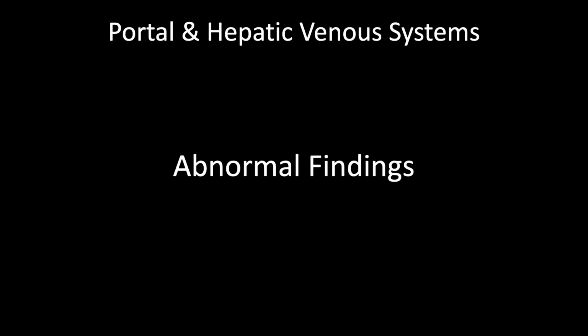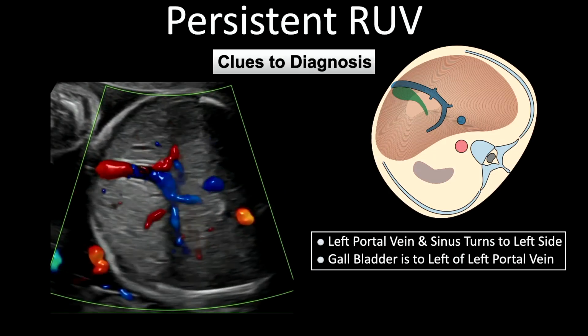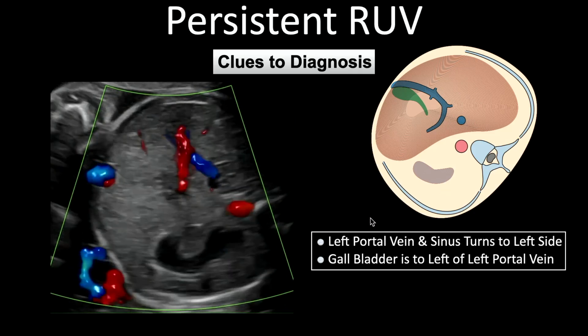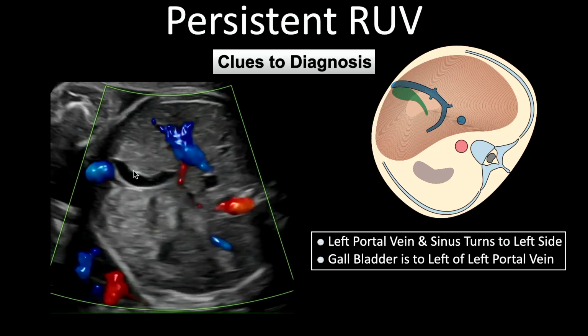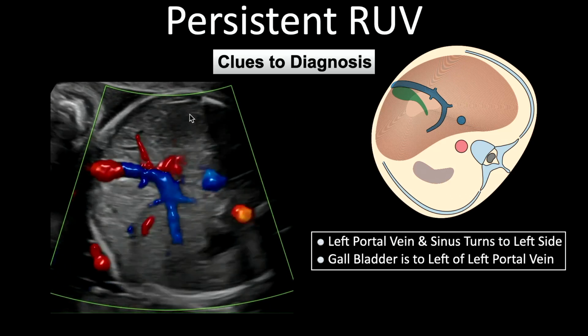So let's go through some abnormal findings of the portal and the hepatic venous system. I'm going to cover those to give you some perspectives of what you expect to see in your day-to-day scanning. So first is a persistent right umbilical vein. The clue to diagnosis here is that the left portal vein, as it comes into the liver, and its portal sinus turns to the left side rather than turning to the right side.